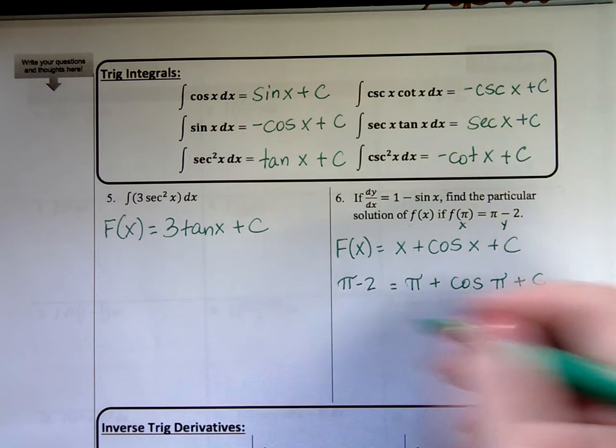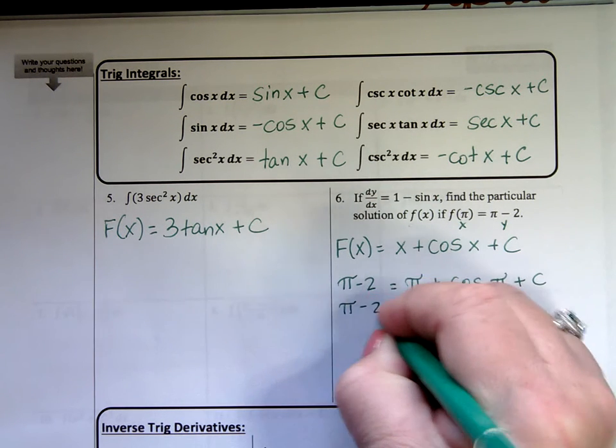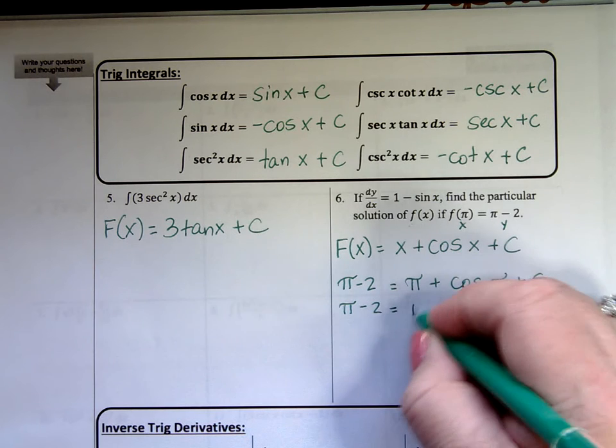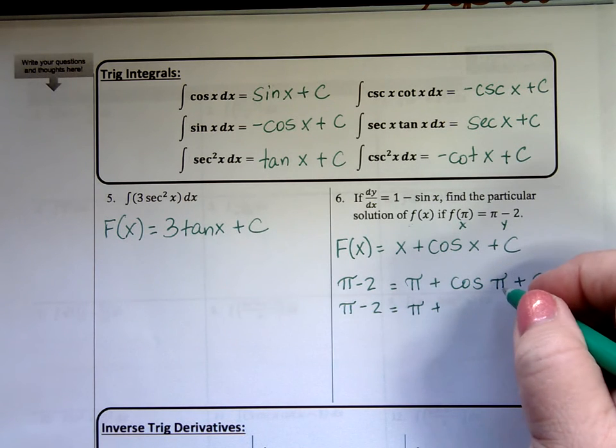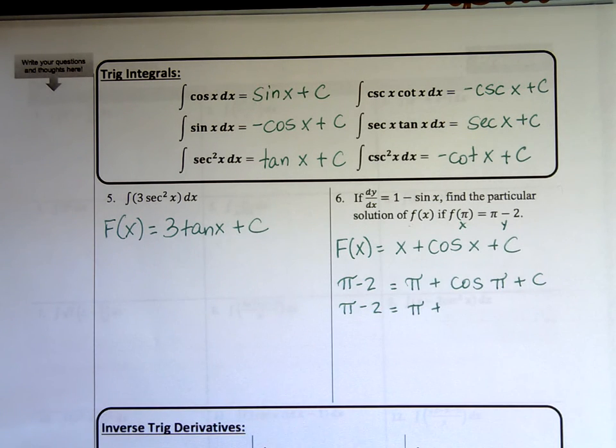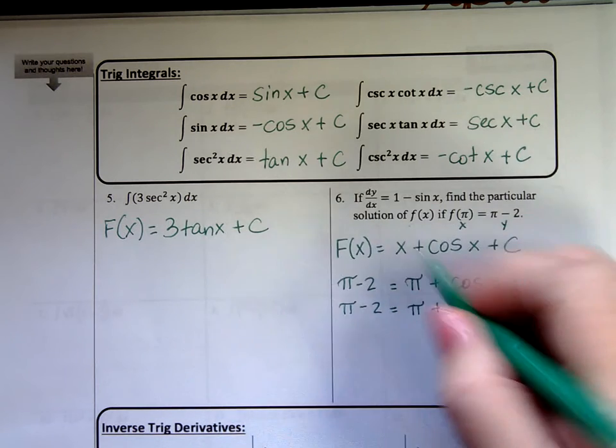Can't mess with a pi minus 2. They are pi minus 2. This is a pi. Cosine of pi, though, we can play with. Cosine of pi is negative 1. If you're at pi, the x value is negative 1.